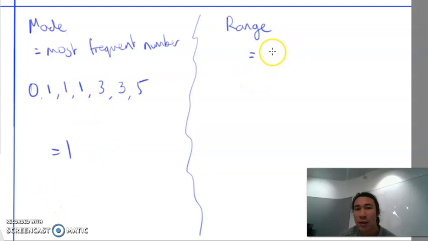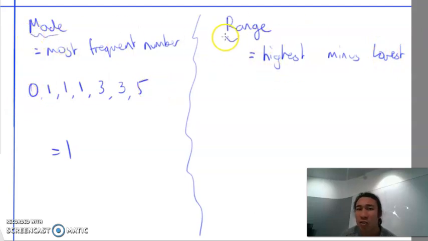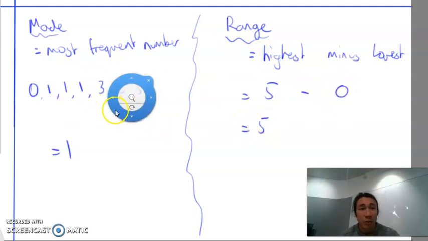The last one we'll quickly talk about is the range. The range is the highest minus the lowest. And again, another excellent reason why you want to arrange them from smallest to largest is when you're finding these other things, it's so much easier this way. What's the highest number? It's 5. Minus, what's the lowest number? Minus 0. Well, in this case, it's 5. And that's all there is to it.